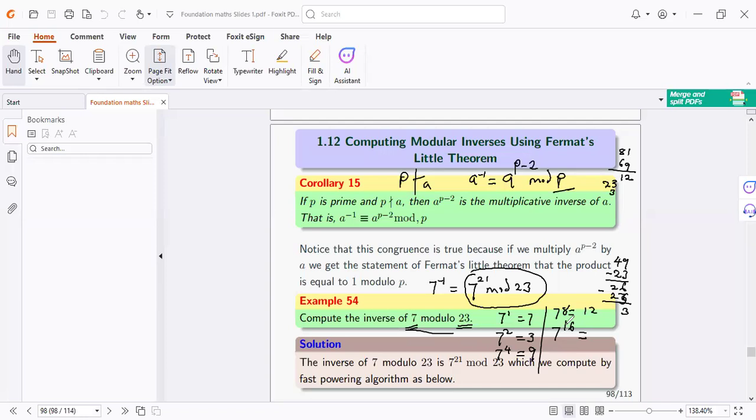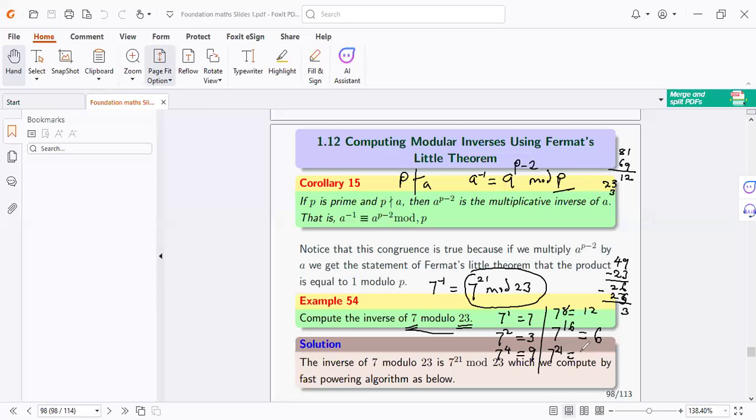So what is the remainder? The remainder will be 6. Now, what we needed was 7 raised to 21. So how do we get 7 raised to 21 from what we have?